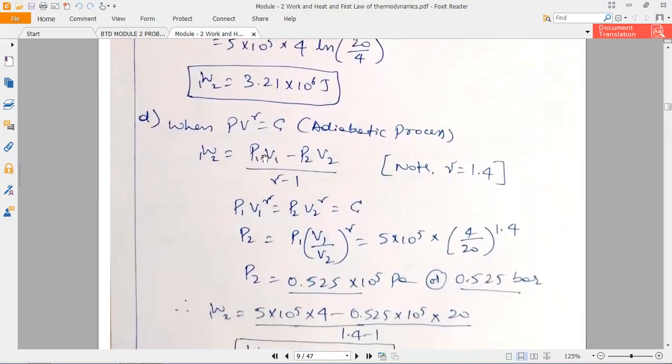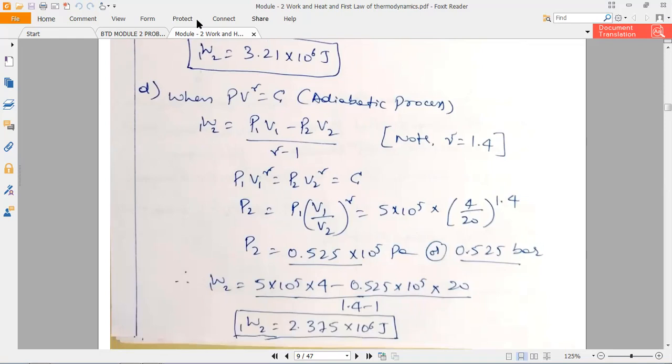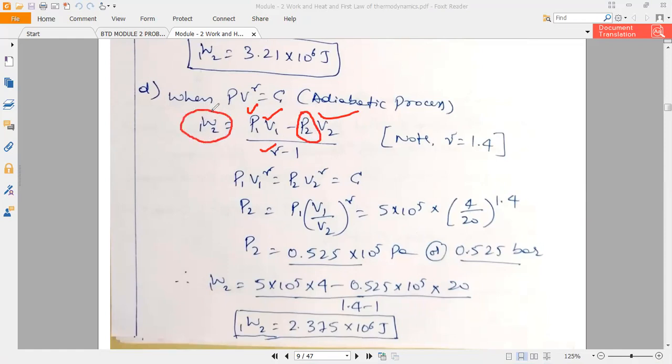For that one we know the work is P1 V1 minus P2 V2 divided by gamma minus 1. But here we don't know the value of P2. We know the P1 value, V1 we know, V2 we know, gamma is given in the problem, but P2 we don't know. So first we have to find out P2. Once you find P2, we can find the work transfer. This is the condition they gave: P into V to the power of gamma is equal to constant. So P1 V1 to the power of gamma is equal to P2 V2 to the power of gamma is equal to constant.